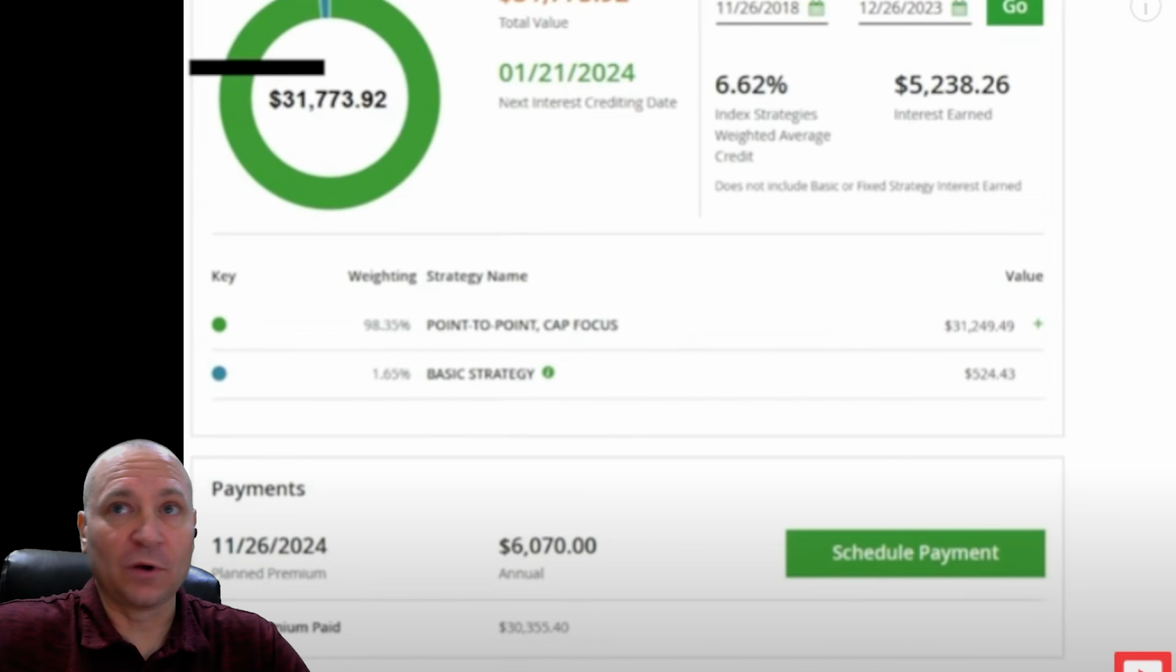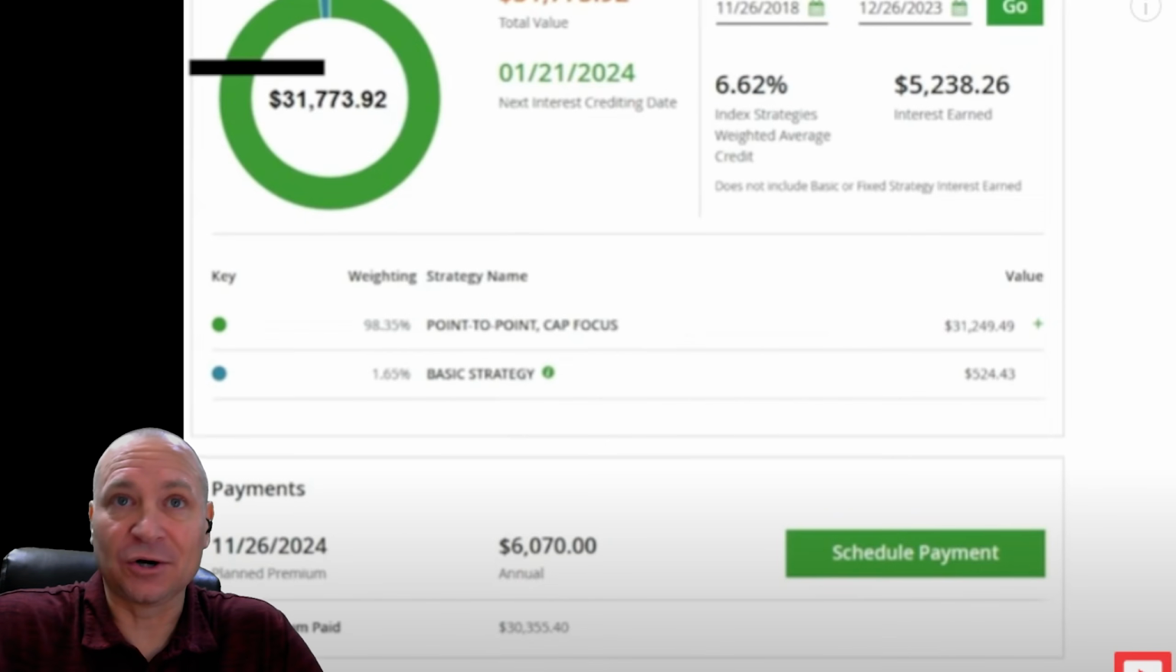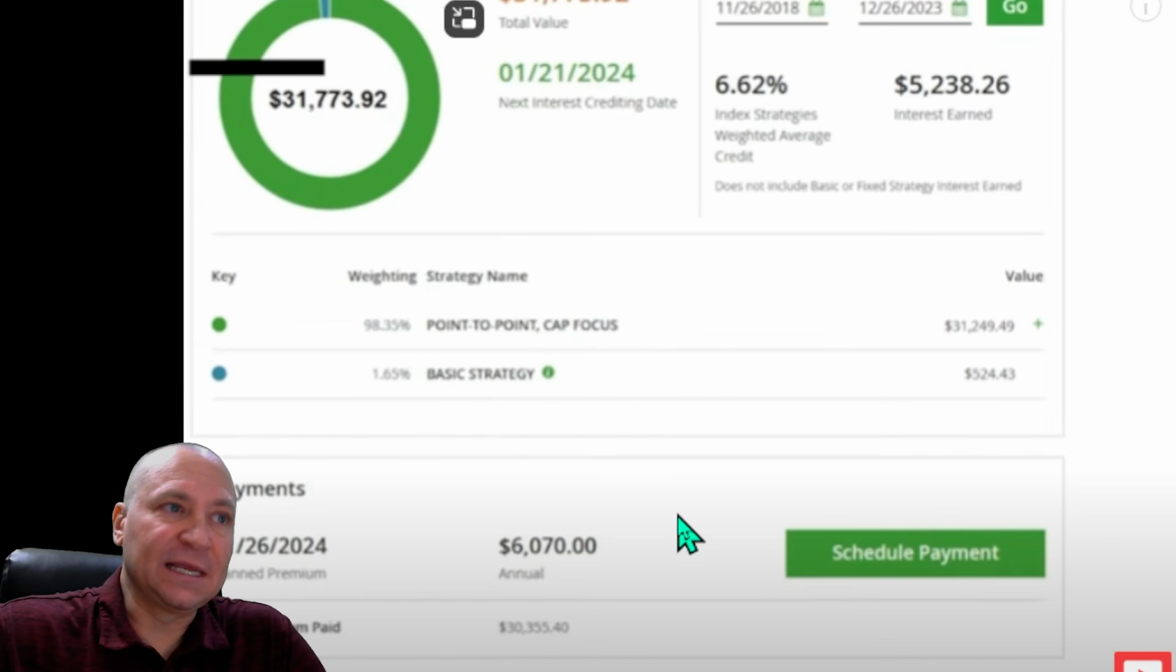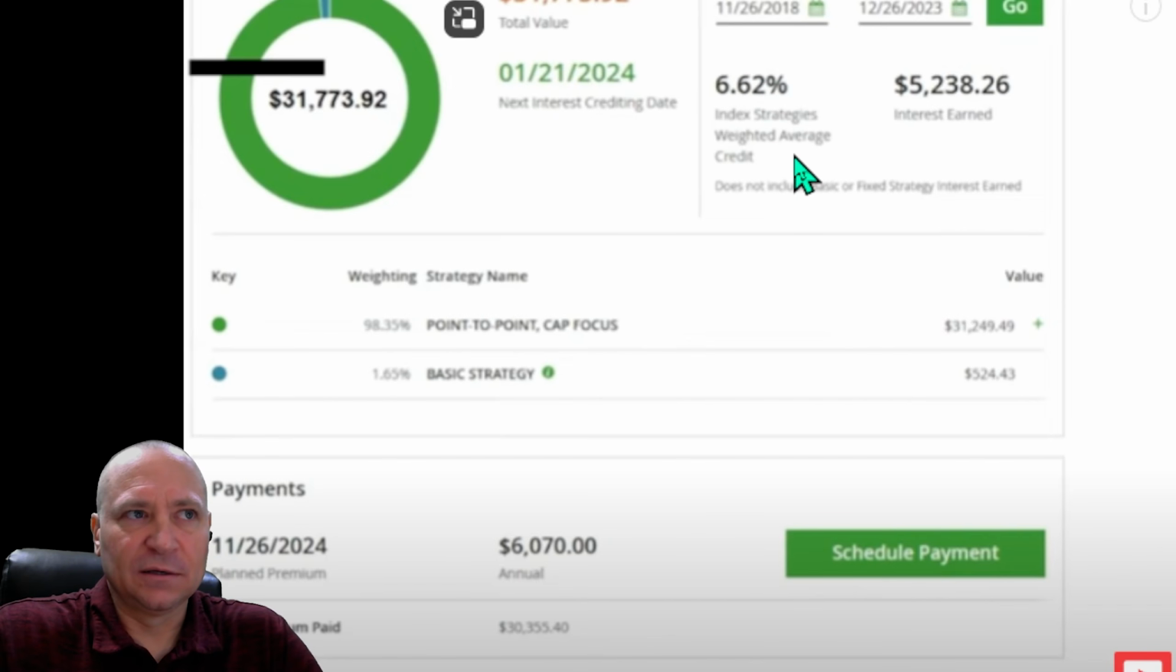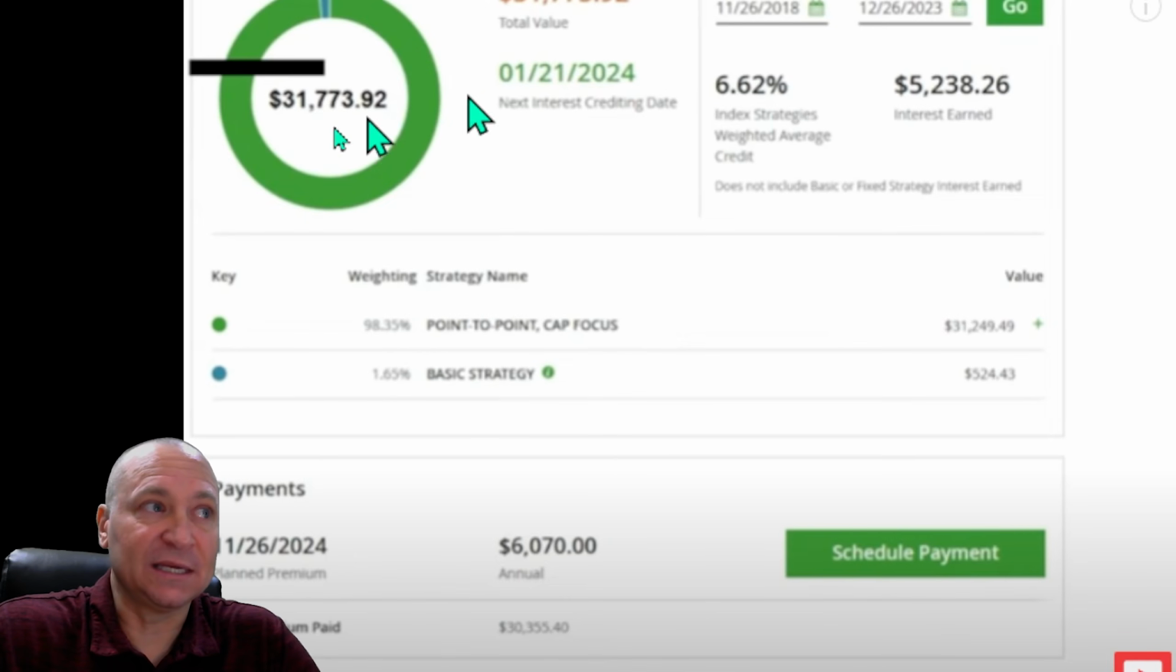And in year 4, it wasn't a good year in the stock market, so I didn't hardly get any credit. And then we did get some credit last year. So in the first 3 years, I actually was averaging right around 9%. And then we didn't get much of anything in the 4th year, and then in the 5th year, we did get something. So it did bring our average down, right? But overall, this is a pretty good policy. I'm pretty happy about still putting money into this policy.